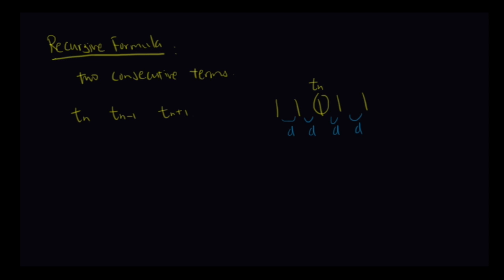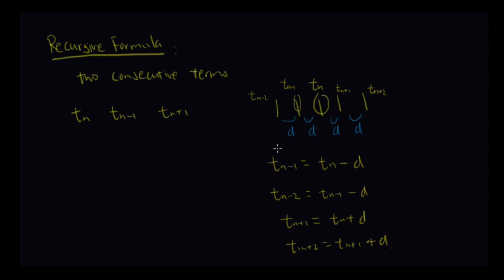So how can each number be represented? Well, over here, this number will be Tn minus 1, and this one will be Tn minus 2. Over here it's Tn plus 1 and Tn plus 2. So we can write that Tn minus 1 equals Tn minus D. And we also have Tn minus 2 equals Tn minus 1 minus D. And similarly, we have Tn plus 1 equals Tn plus D, and Tn plus 2 equals Tn plus 1 plus D.